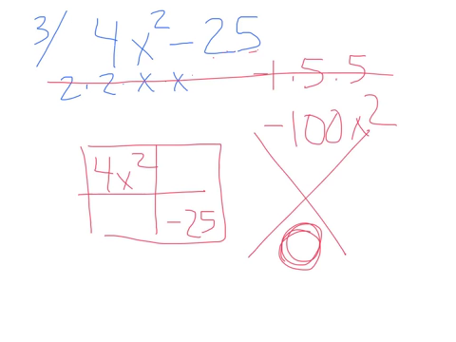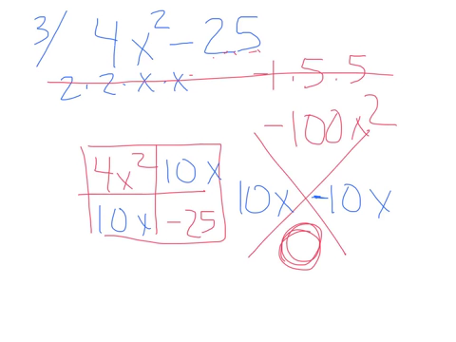So what times what will give you 100, but when you add them, you're going to have 0? What do you got? Yep, 10 times 10. So here we go. We've got 10x times 10x, and one has to be negative, right? So I'll put 10x here and negative 10x there.